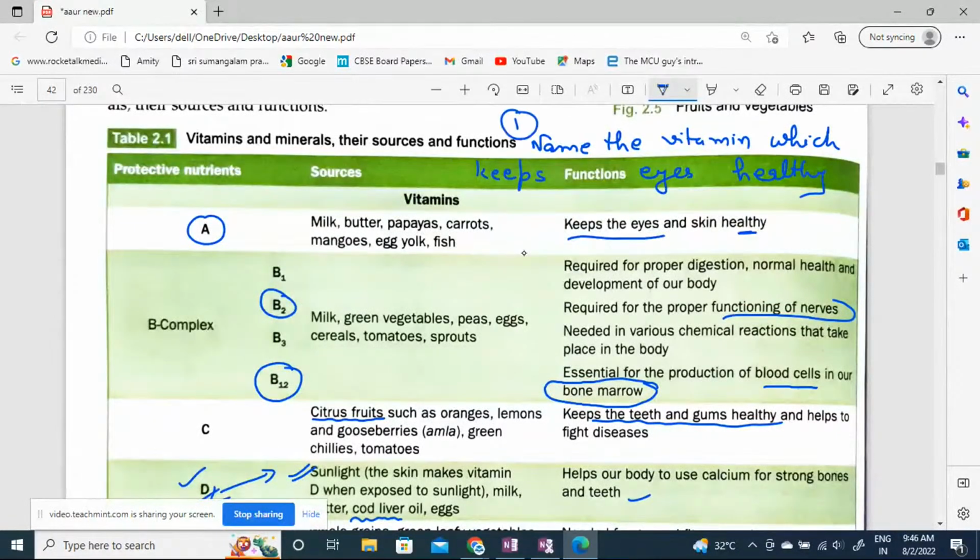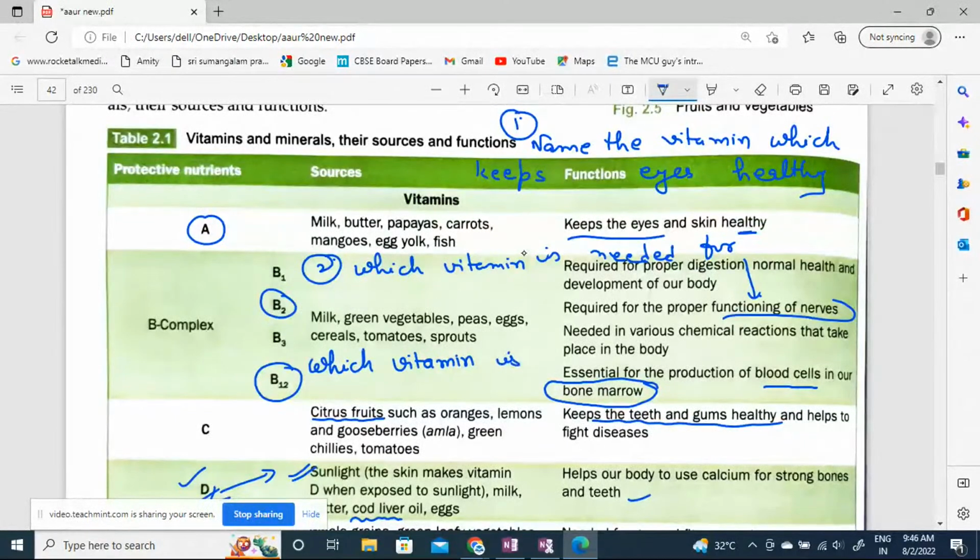First one. Second one, which vitamin is needed for functioning of nerves? Which vitamin is responsible for production of blood cells in our bone marrow? That was vitamin B12.